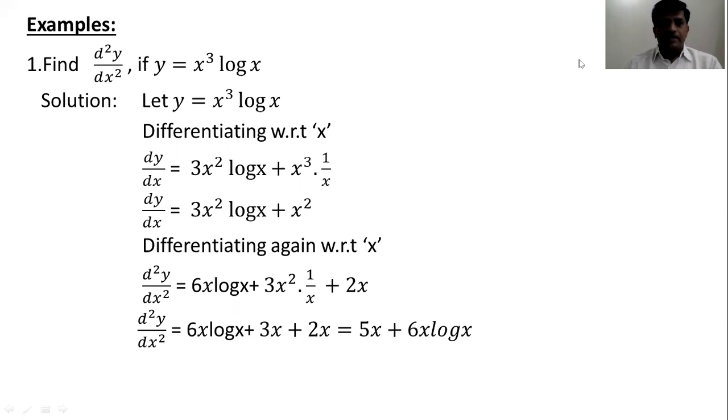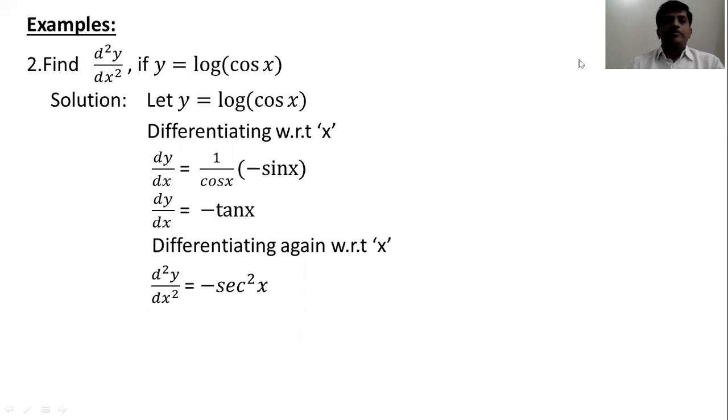Differentiating again with respect to x, d square y by dx square equals, again we have to apply product rule to differentiate the right hand side. First term, x square differentiation is 2x, 2 3s are 6x log x, plus first function into differentiation of second function log x is 1 by x, plus x square differentiation is 2x. Then the simplified term is d square y by dx square equals 5x plus 6x into log x.